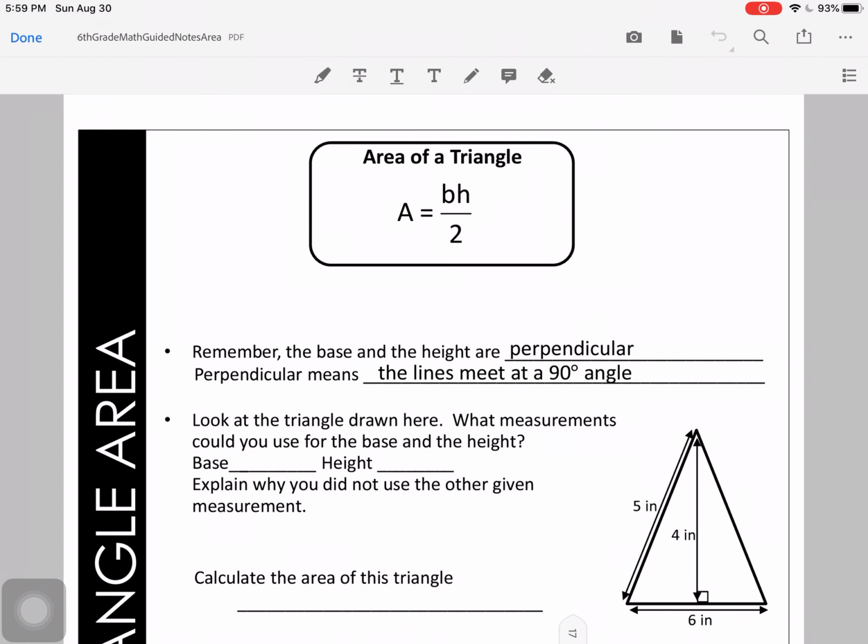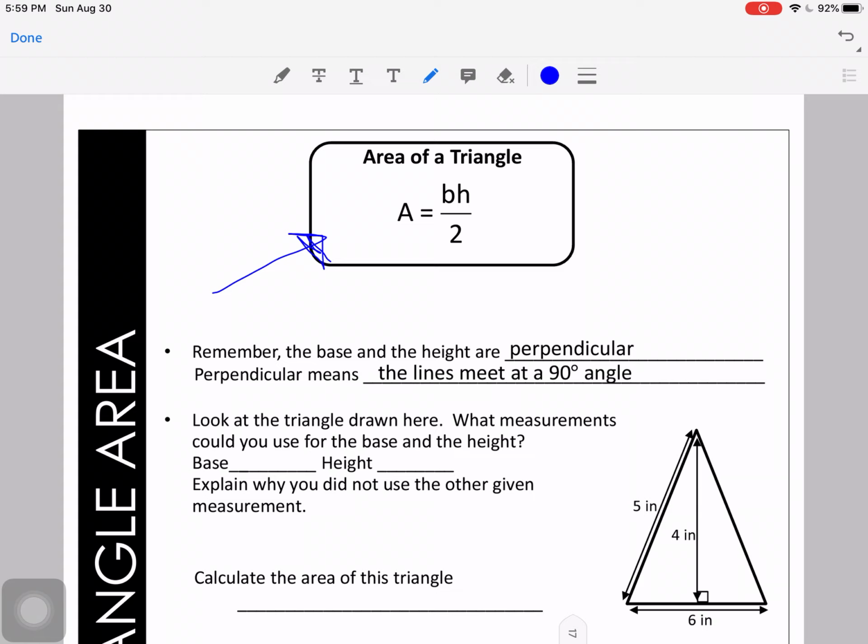Hi guys, today's notes are on area of a triangle. As you can see, they have already given us a formula for the area of a triangle. The formula for the area of a triangle is base times height divided by 2. B stands for base, H stands for height, and then we multiply those together and then we divide by 2.